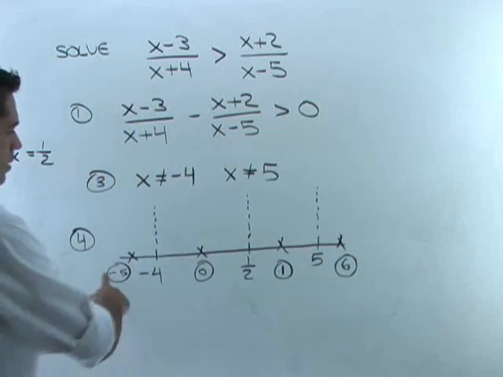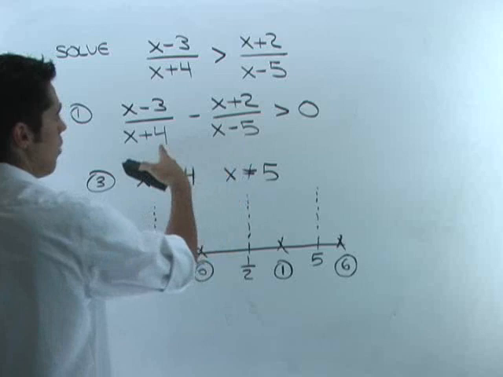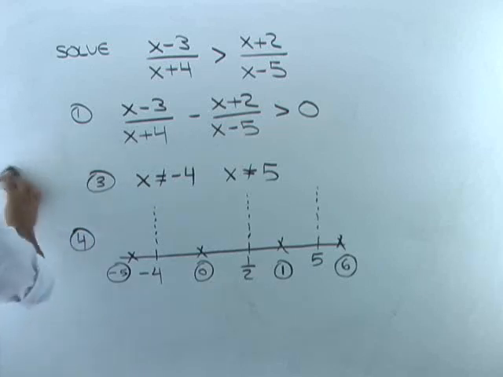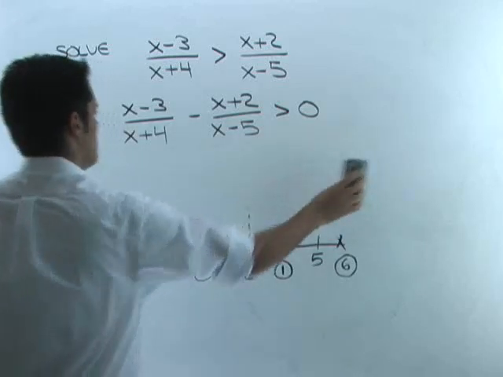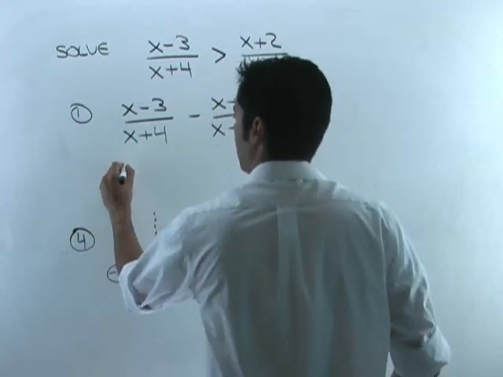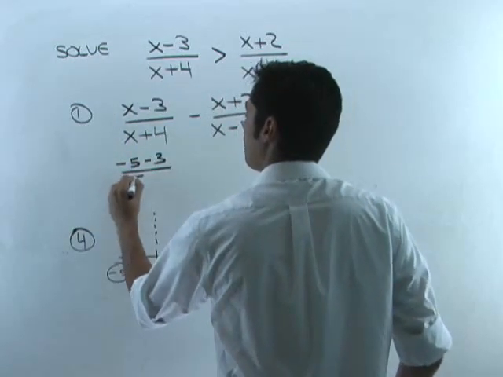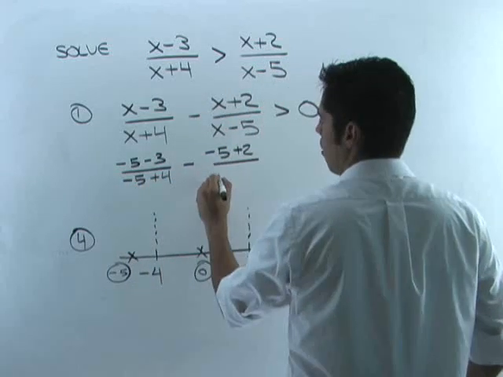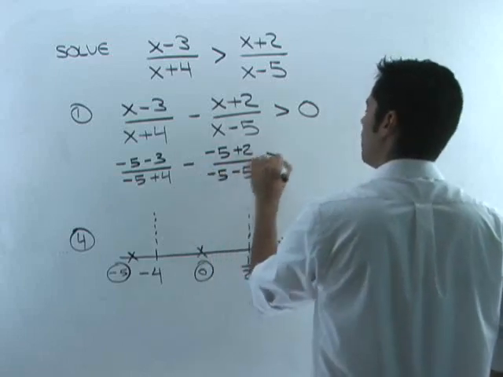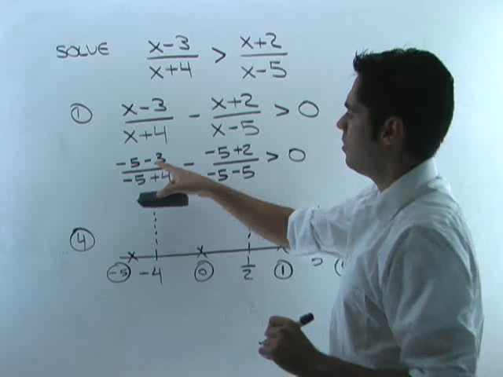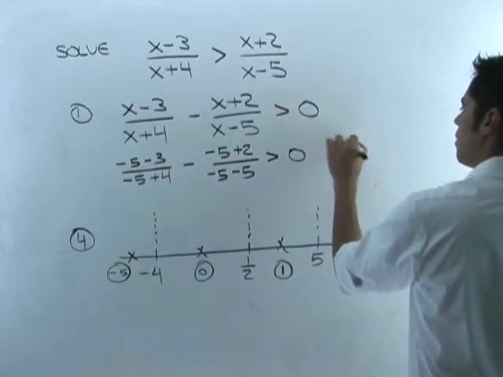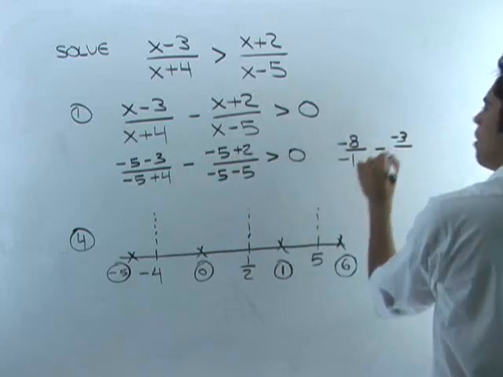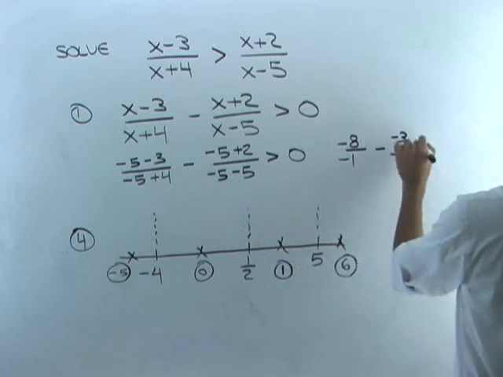And what we need to do is plug all of these numbers into the original inequality right here and see what we get. So this is going to be a little tedious, but I'm going to go ahead and do it. So let's plug in first negative 5. So if I do this, (negative 5 minus 3) over (negative 5 plus 4) minus (negative 5 plus 2) over (negative 5 minus 5) greater than 0, let's figure out what this is. This is negative 8, so I'll put that right here, negative 8 over negative 1, minus, this is negative 3 over negative 10, greater than 0.